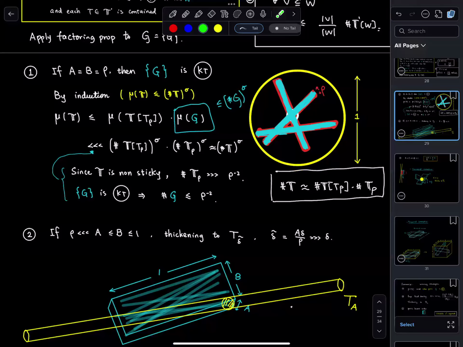And so at this point, we have finished one case. When AB equals rho, we show that the multiplicity is in fact much smaller than what this induction predicts. So in this special case, we are done. Are there any questions?